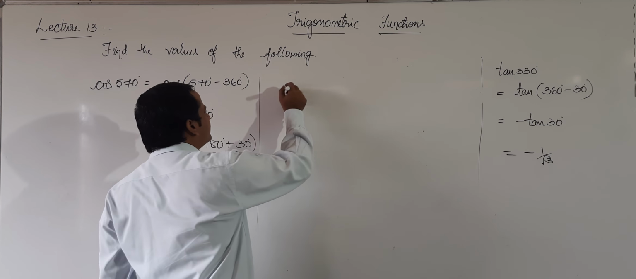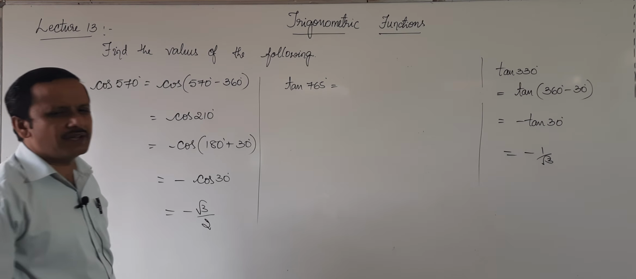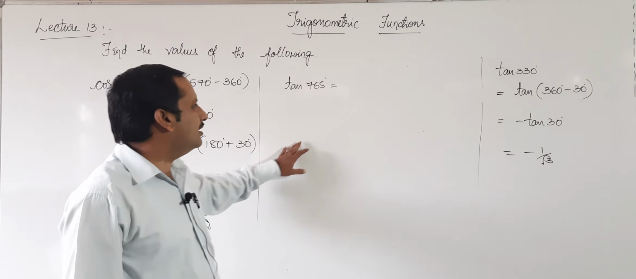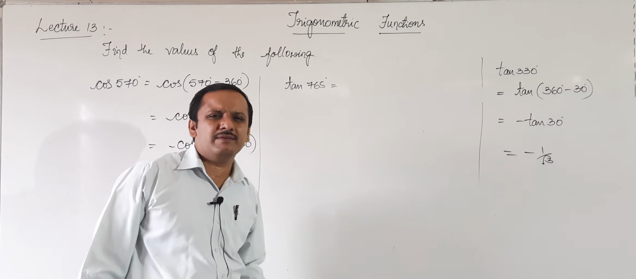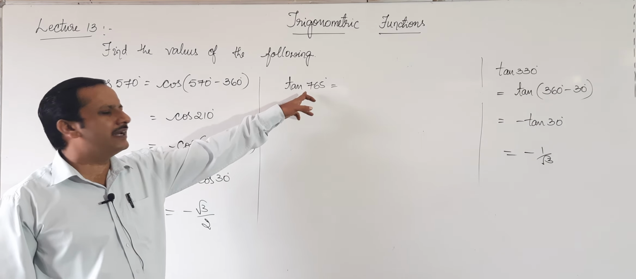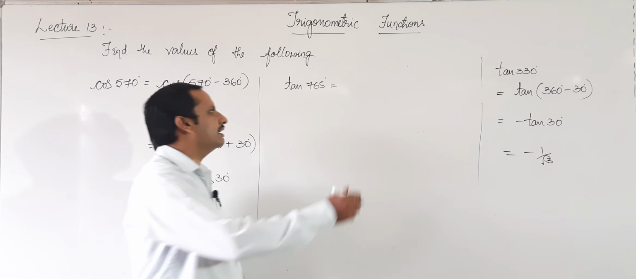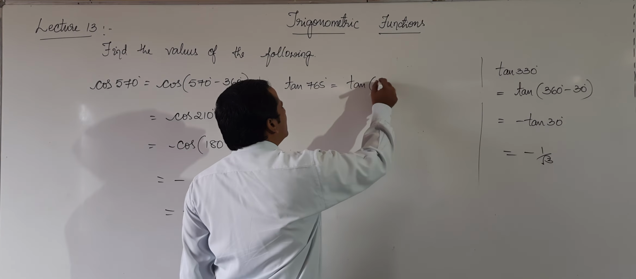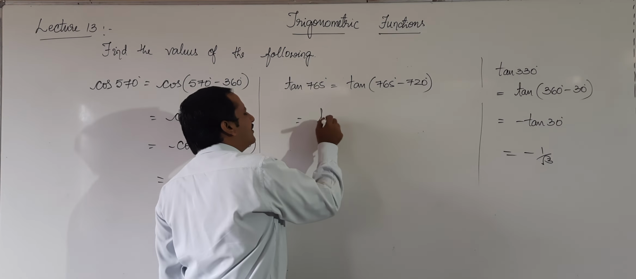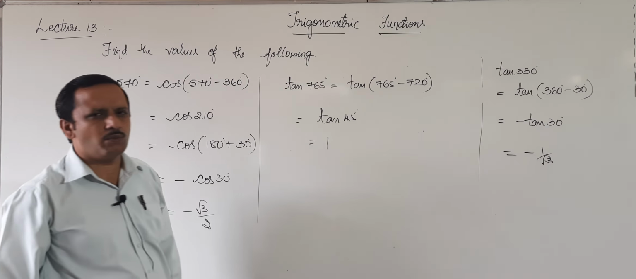Tan 765 degree. 765 degree is obviously greater than 360 degree. When it is greater than 360 degree, you subtract by 360 degree or by any multiple of 360. I will subtract by 360 into 2, that is I am subtracting by 720 degree. So 765 minus 720 is equal to tan 45 degree. Tan 45 degree is 1.